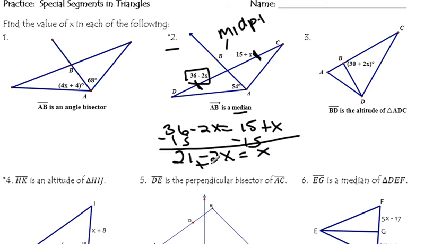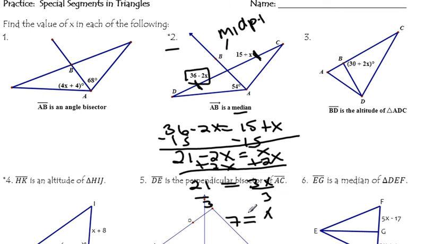I'm going to add 2x to both sides. So I'm going to get 21 equals 3x, and divide both sides by 3. So I get x equals 7. This 54 degrees has nothing to do with our problem. It's just there to see if you know the definition of a median and that you understand that a median divides a segment into 2 congruent segments.